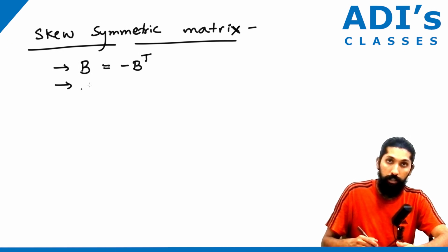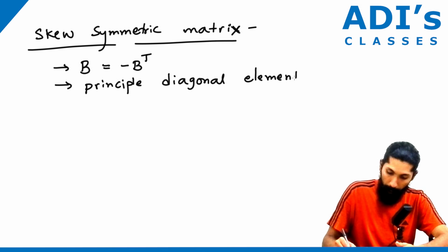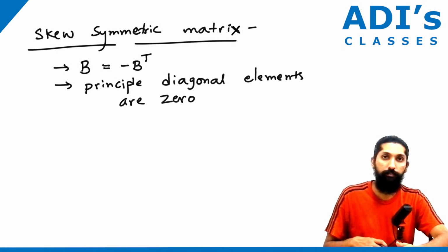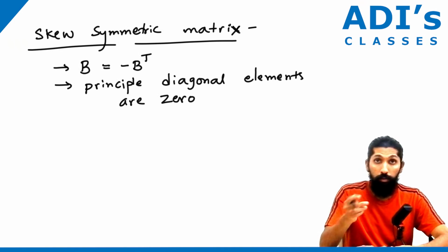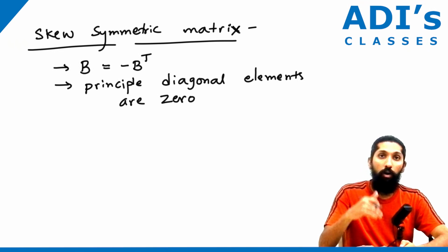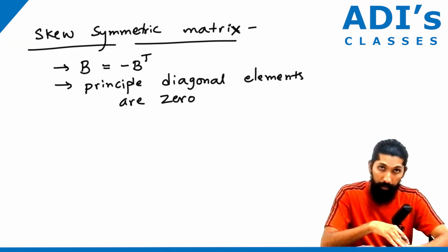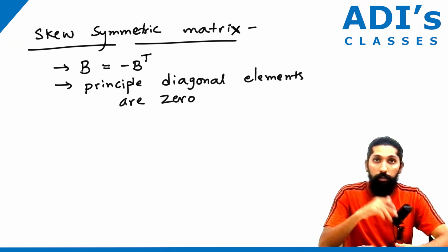The second condition is that the principal diagonal elements are 0. Generally you can say principal or principal diagonal, both. The principal diagonal for a skew symmetric matrix is 0. Fair enough? These are the two conditions.